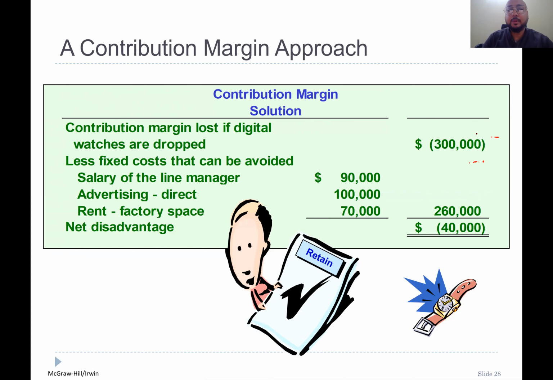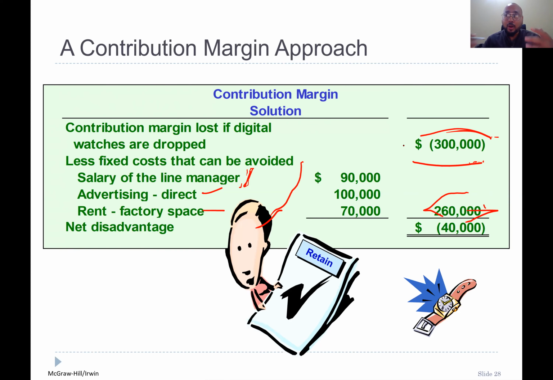So what happened? Then you decrease all the relevant costs. If you avoid salary, that would be your benefit, right? $90,000, you will fire the line manager, you will avoid advertising, you will avoid rent space. So you see here, you would be saving $260,000 in cost, while the contribution margin lost is going to be $300,000. Look at that.